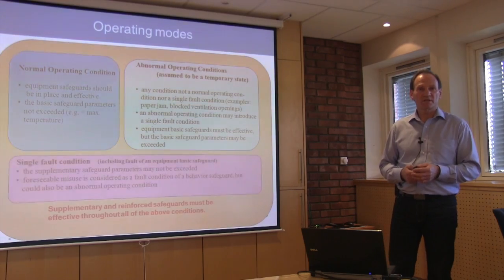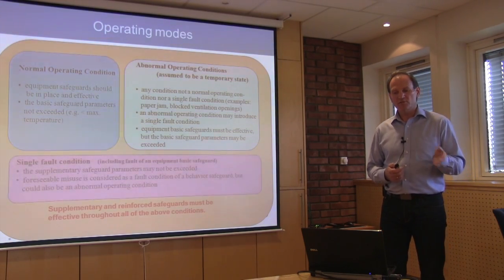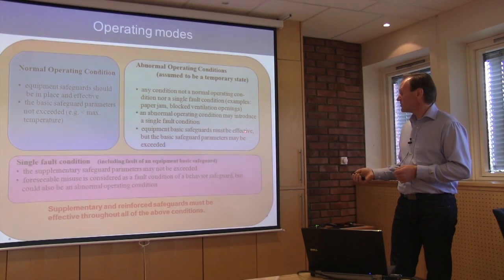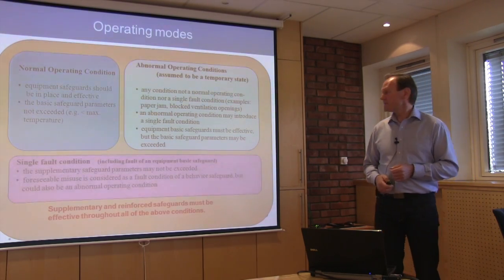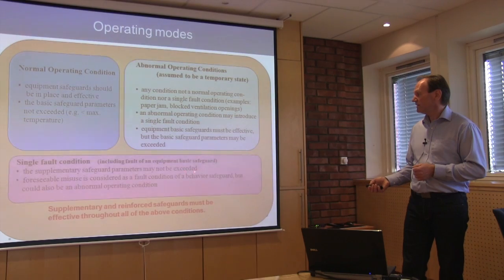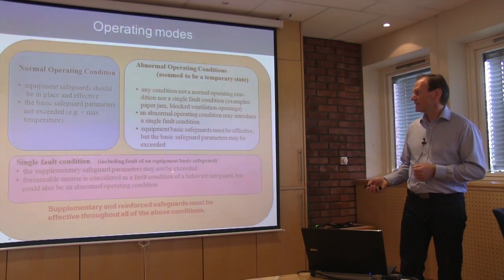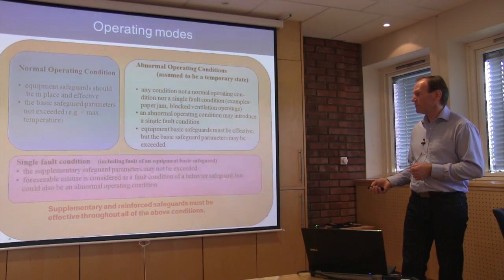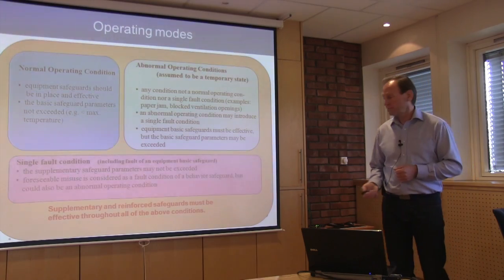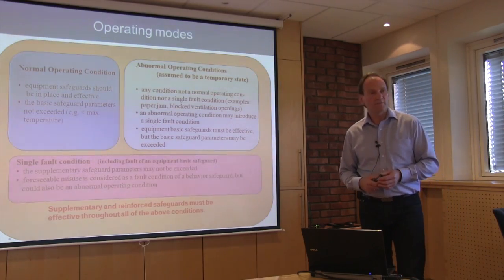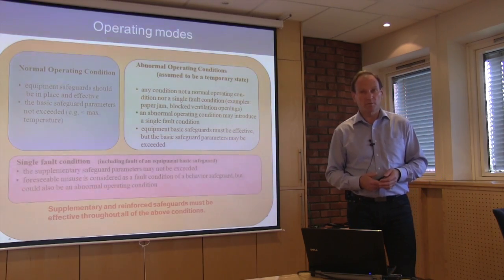Of course, the abnormal condition can introduce a single fault condition. In abnormal conditions, the equipment basic safeguards must be effective, but the basic safeguard parameters may be exceeded. And then we have the single fault, where the supplementary safeguard parameters may not be exceeded. Foreseeable misuse is considered as a fault condition of a behavioral safeguard, but could also be an abnormal condition. And the important part here is that supplementary and reinforced safeguards must be effective throughout all of the above conditions.